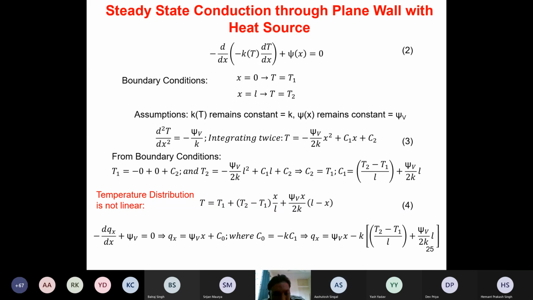Sir, QX can also increase now if area is gradually decreasing, because QX into area should be constant. Yes. You are right. You are absolutely right.